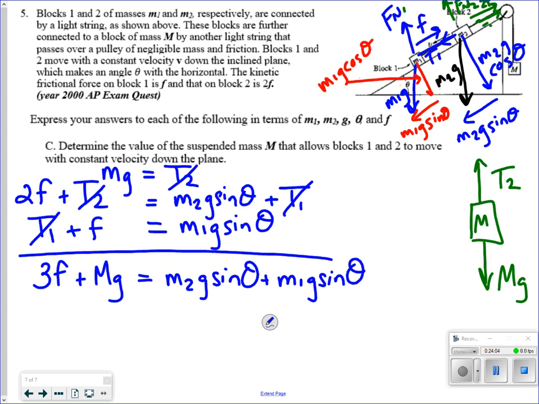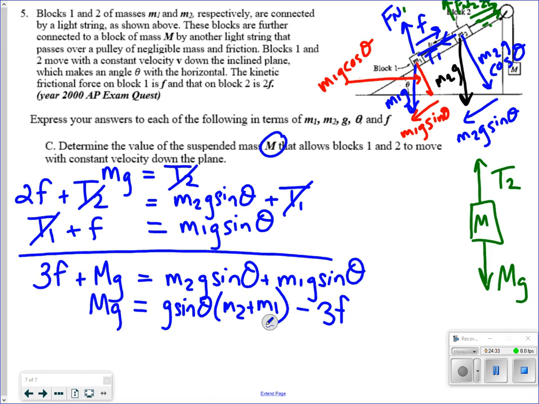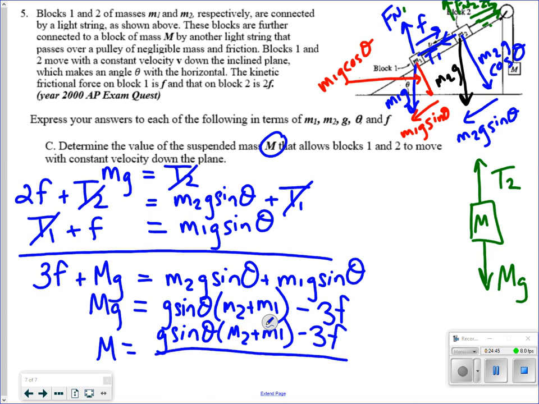Now we are trying to find M. So let's move things around, right? I can actually also take the g sine theta out of the right side of the equation because it's common to both, right? That's pretty standard stuff. So if we say g sine theta times m2 plus m1, and then we move over the 3f, so let's subtract that to this side. That'll equal big M little g, and we can divide both sides by g. So I can get g sine theta times m2 plus m1 minus 3f, all over little g.